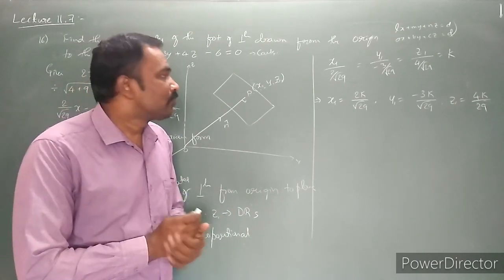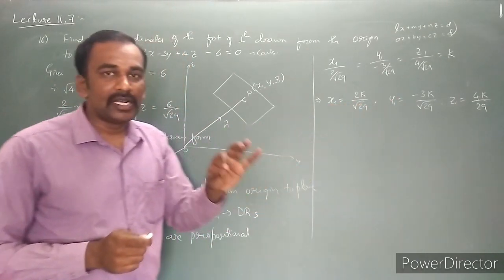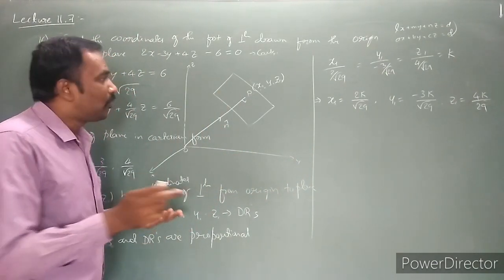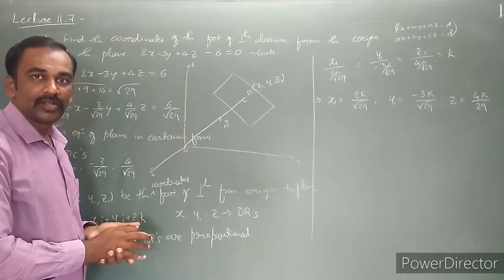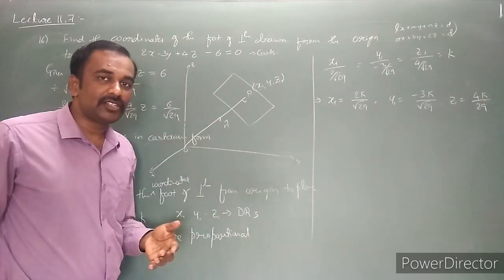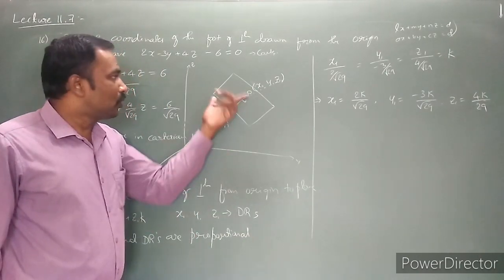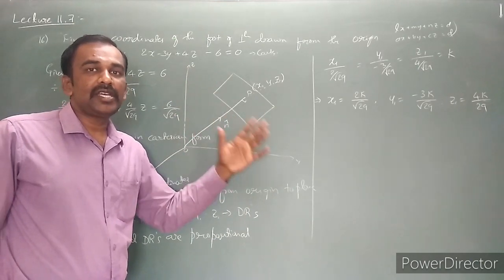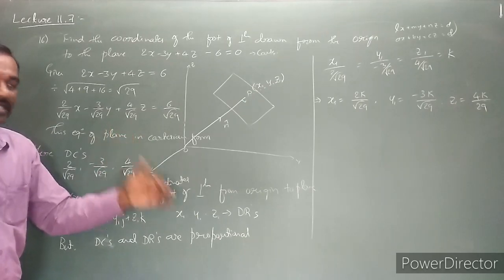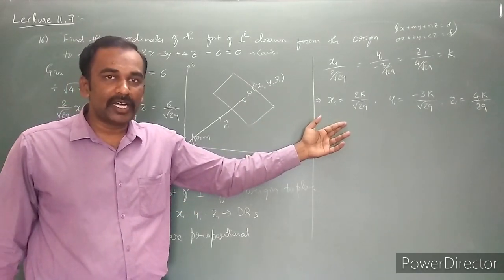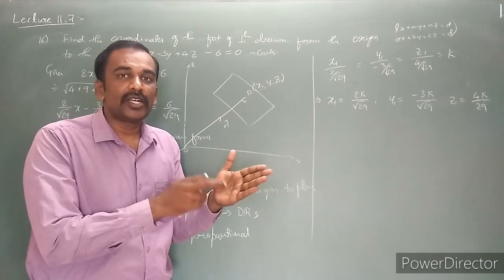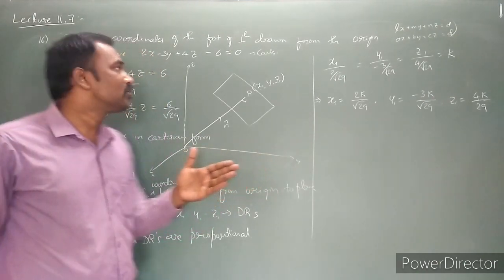As we know, x1, y1, z1 are the coordinates of the point P. Where is the point P? Point P is present on the plane. Is the point P present on the plane? Yes. Point P being on the plane means the coordinates of the point P must satisfy the equation of the plane. Do you agree?